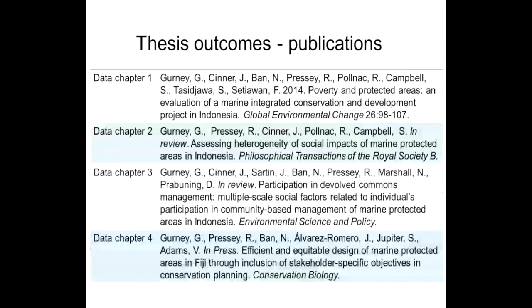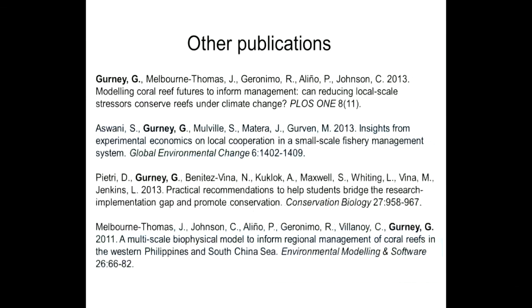So these are the publications that have come out of my thesis, and the first one here is published in Global Environmental Change, a couple are in review, and the last one here is in press in Conservation Biology. And I was lucky during my candidature to have some opportunities to collaborate with other people, which arose in a few other publications.